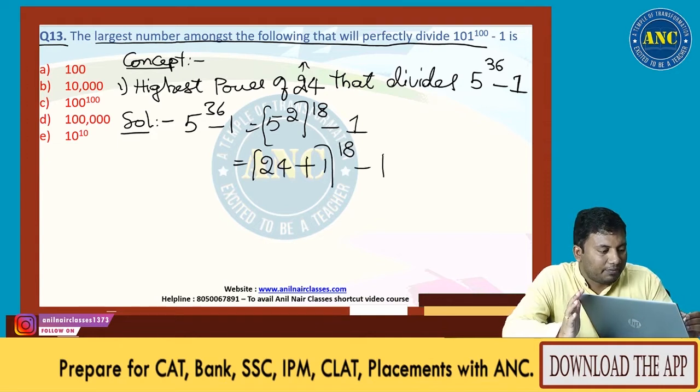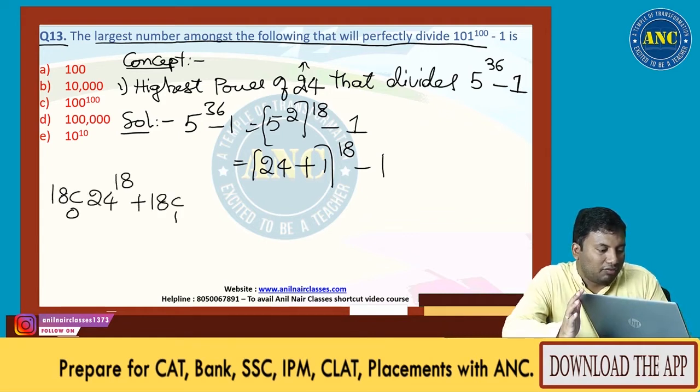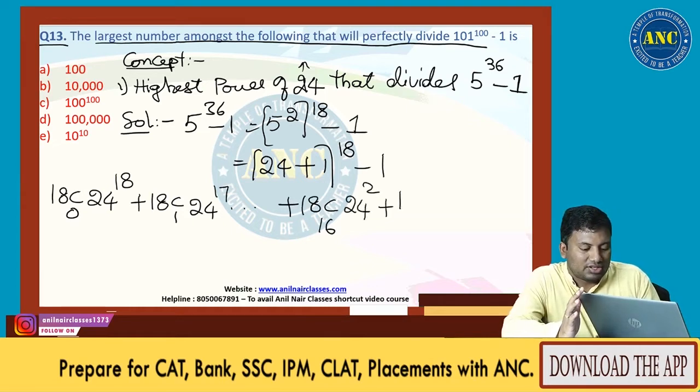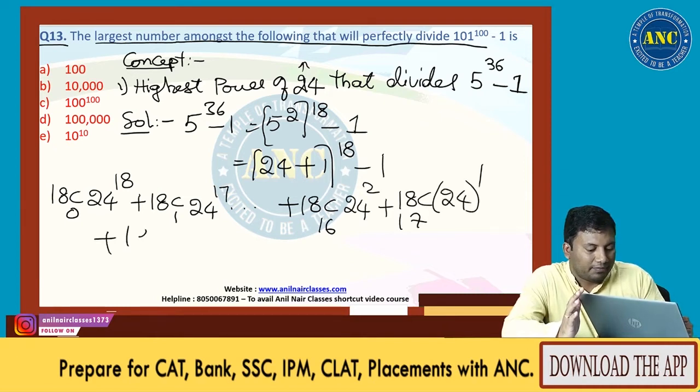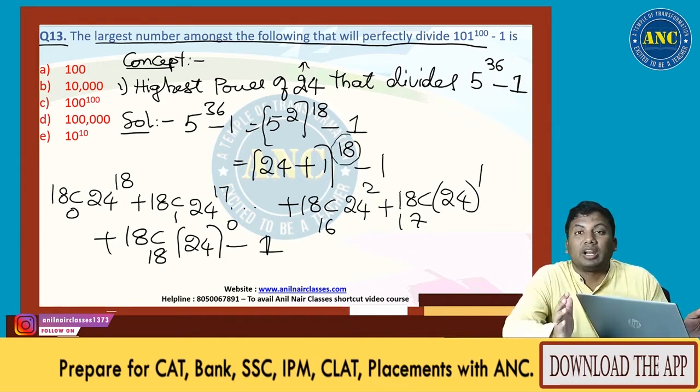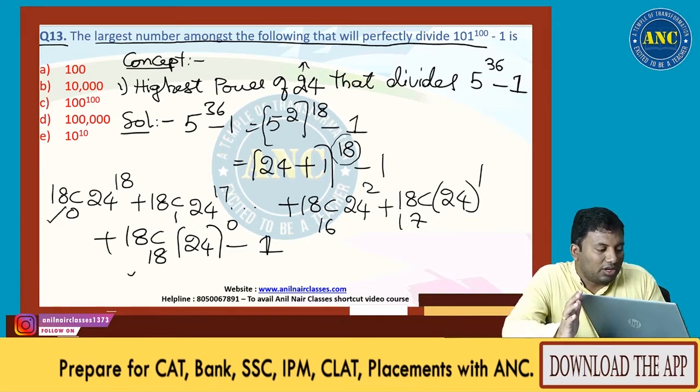If I expand this, it is 18C0 24 power 18, 18C1 24 power 17, and so on up to 18C16 24 square, plus 18C17 24 power 1, plus 18C18 24 power 0, and minus 1. I hope it is clear. If the power is 18, I get a total of 19 terms, from 0 to 18, and there is a minus 1 outside.